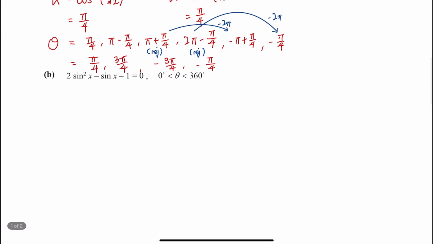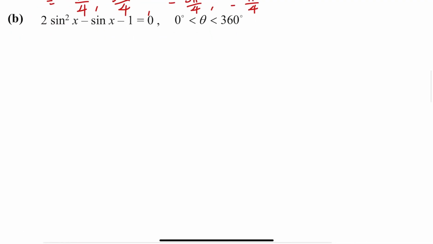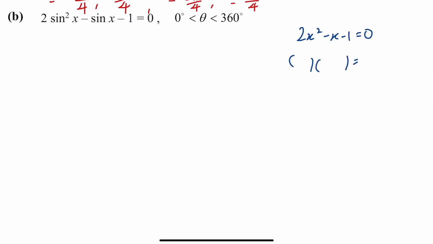Okay, part B here, I have 2 sine square x minus sine x minus 1. This is also similar to solving algebraic equation again. Remember, if I have 2x squared minus x minus 1 equals 0, what should I do? I should first factorize them equals 0, then either this is equal to 0 or something equals to 0. Then I solve, right? Steps are the same, but now instead of x, it becomes sine x. Okay, so let's work that out together.